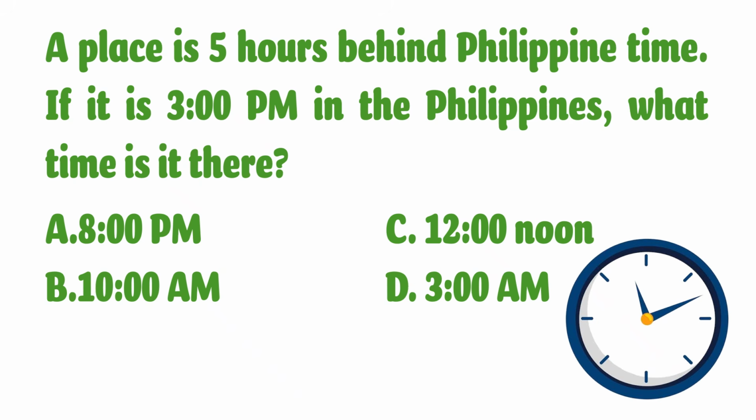Next, a place is 5 hours behind Philippine time. If it is 3 p.m. in the Philippines, what time is it there? A. 8 p.m., B. 10 a.m., C. 12 noon, D. 3 a.m. Again, choose the letter only of the correct answer and write it on your paper.